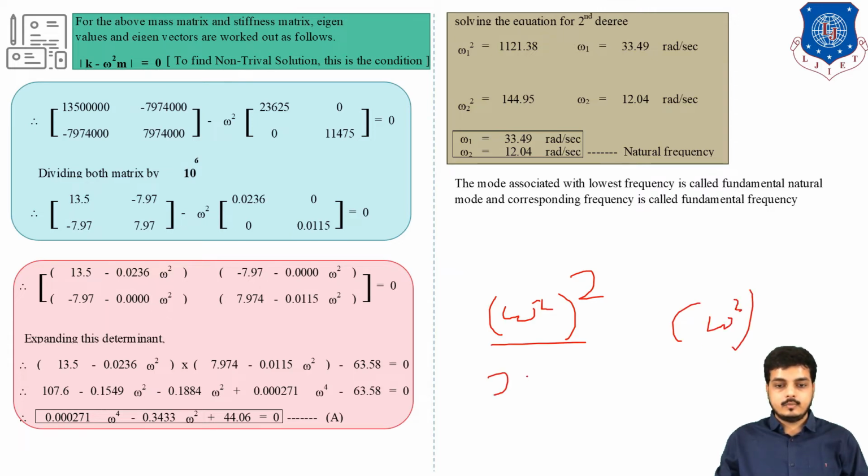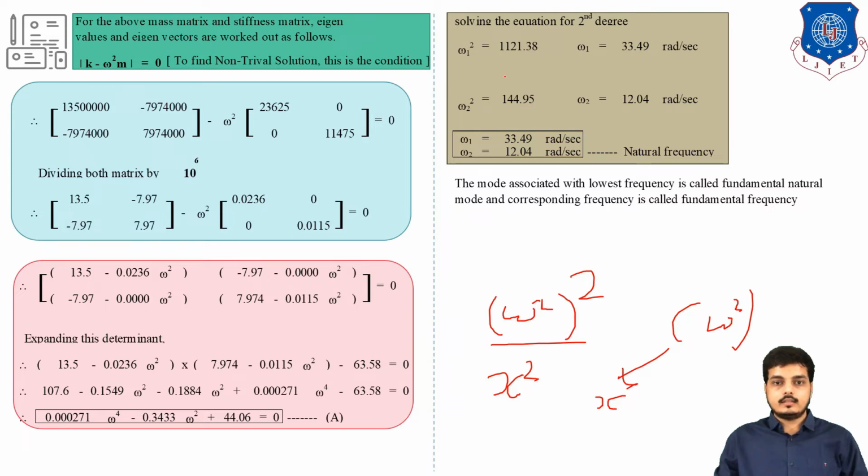So this has to be taken as x square and this will be taken as x. So consider this as an x square and this as an x. After solving it with the help of a calculator, I will be getting directly the value for omega 1 square. It is coming out to be 1121.38, and omega 2 square, which is over here, is coming out to be 144.9.